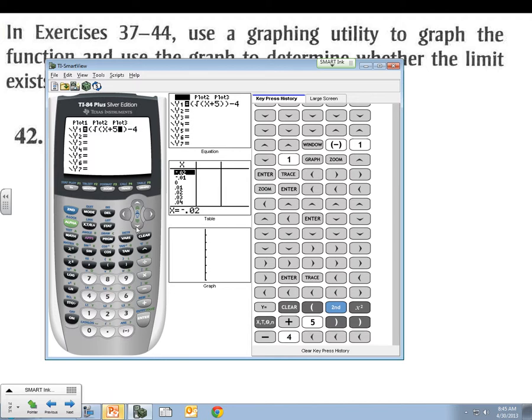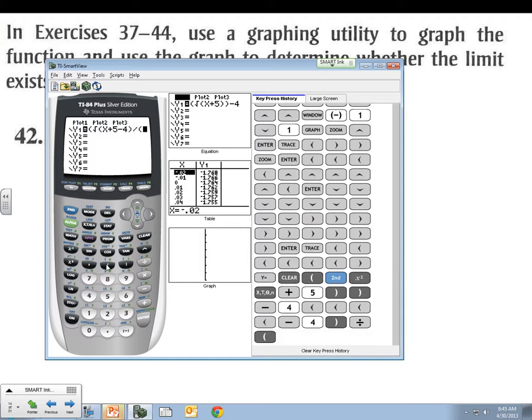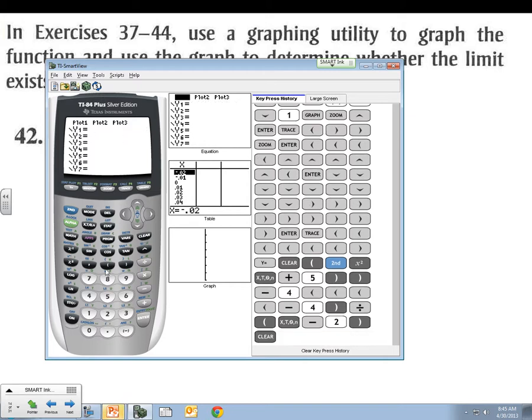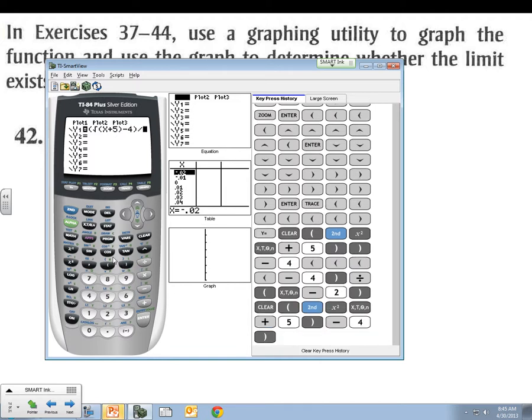Minus 4, and then we close our parentheses so we can divide the whole thing by, in parentheses, x minus 2. Okay, being careful with our parentheses. And I was not. It lost it up there. Sorry. One more time. Parentheses. Square root x plus 5. Close parentheses. Minus 4. Close parentheses. Divided by x minus 2.